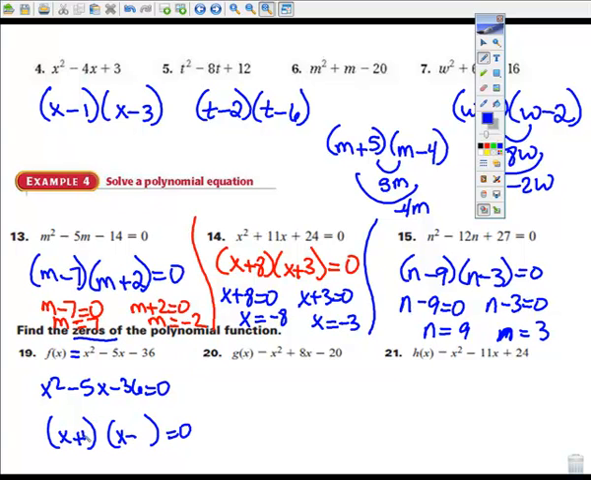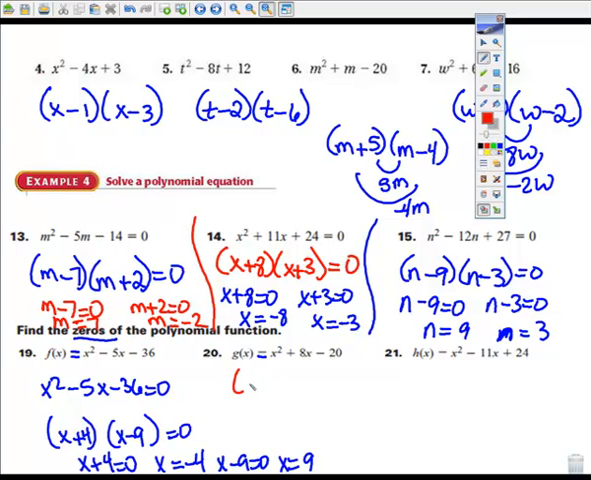And I need a positive 4 and a negative 9 to make this a negative 5, because this is a positive 4x, negative 9x. Now I just set them equal to 0. So in this case, x will equal negative 4, and I'll set this one to 0, and x will equal positive 9. Do the same thing here. Again, that should be an equal sign.